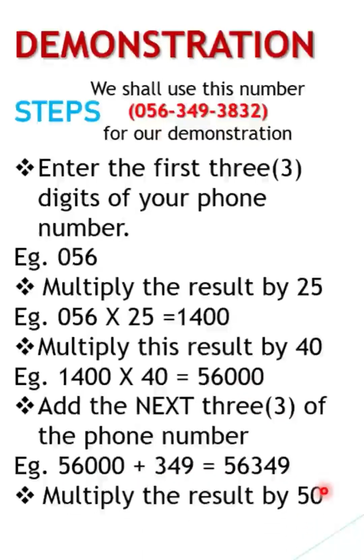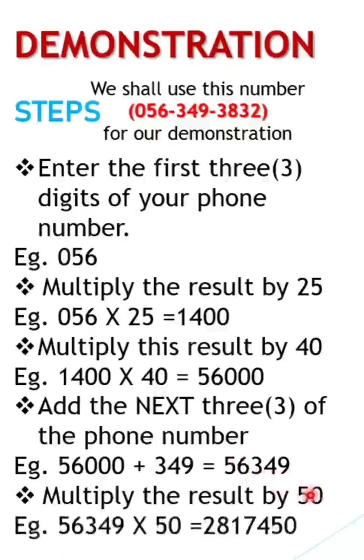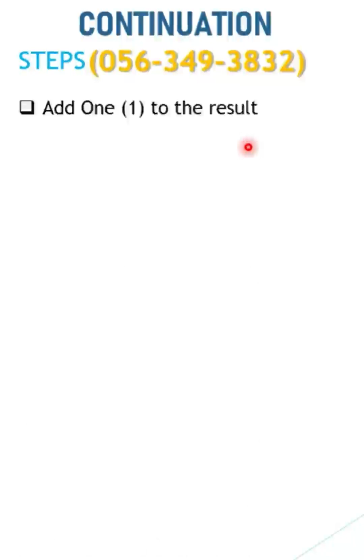The next is to multiply the result again by 50, and you are going to get 2817450. Note that this answer does not resemble the phone number, so the person will not know that you are looking for his phone number. If you are looking for a lady's number, you can use it to get it very sharp. Now next, add 1 to the result. So you add 1 to that result we got from the previous step, and you get this.